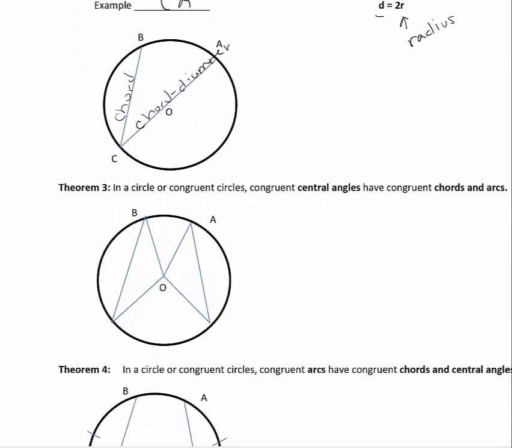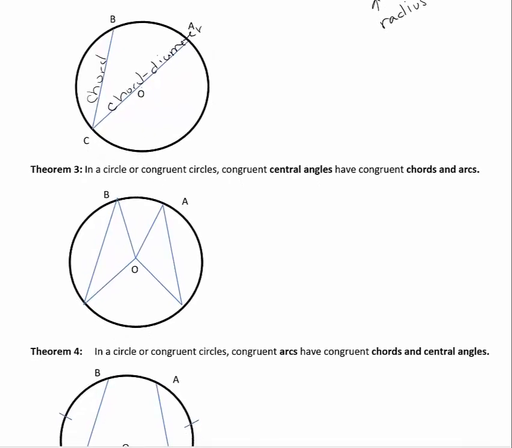Let's see. In a circle or congruent circles, congruent central angles. So I tried not to make these vertical angles, but I did want to make them congruent. And let's say these are both like 120 degrees. Keep in mind, their arcs, since they're central angles, will be 120 degrees. That means their arcs will be the same length.